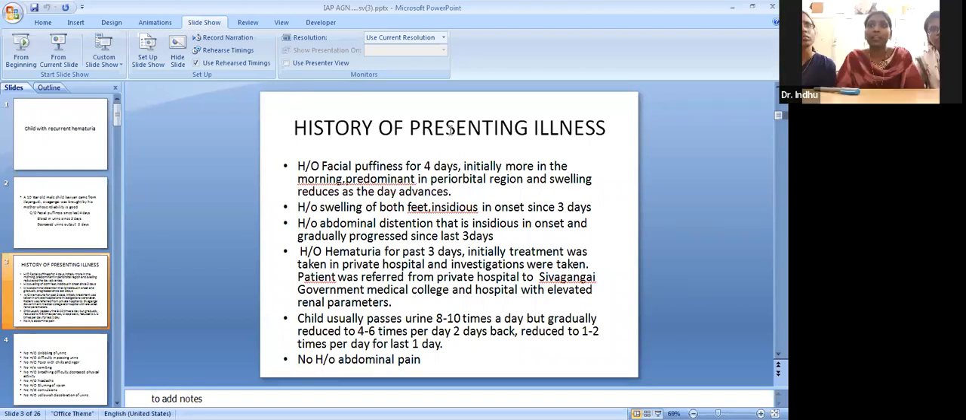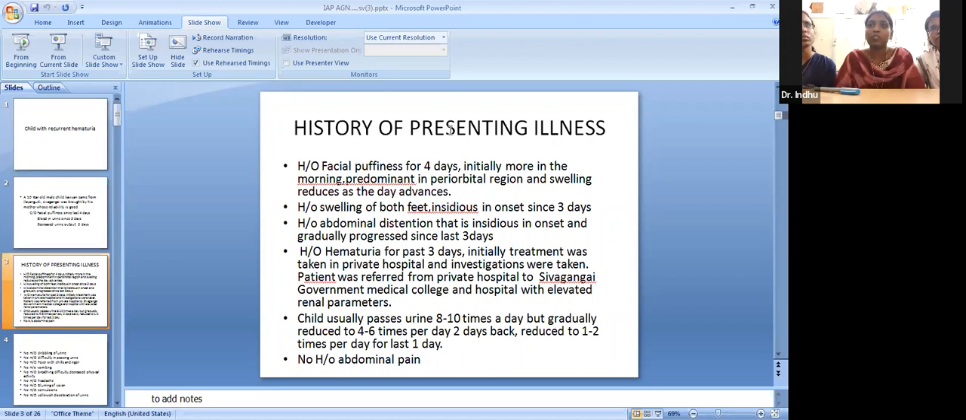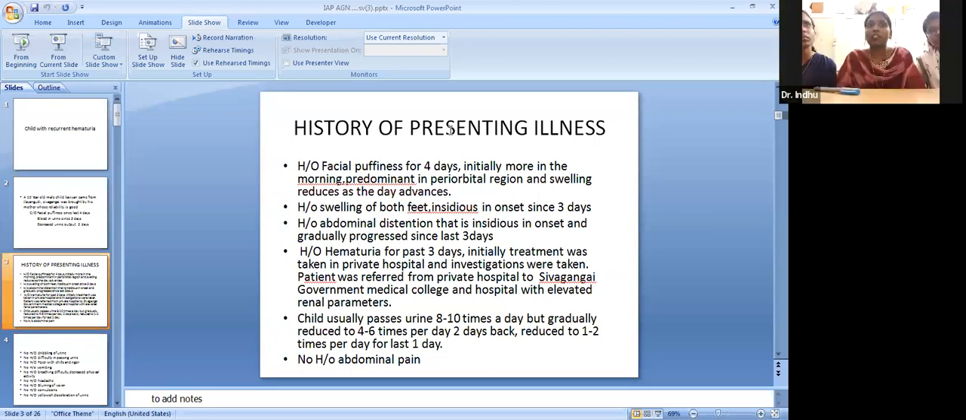Probably what are the causes? Tell me some important common causes of hematuria that we are encountering in pediatric practice. Mostly hematuria can be due to glomerular or non-glomerular causes. In glomerular, it may be due to IgA nephropathy, membranoproliferative glomerulonephritis, rapidly progressive glomerulonephritis, post-streptococcal glomerulonephritis, Alport syndrome. What is the color of the hematuria?